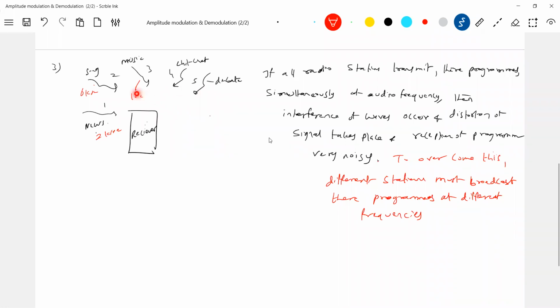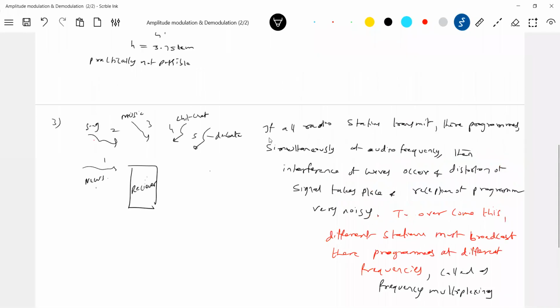But you only said so, they should be allotted different station sets by some method called modulation. That will come there. Don't ask them to speak at different frequencies. Let them speak naturally. We will radiate at higher frequency. To overcome this, the different stations must broadcast their programs at different frequencies. This is done using frequency multiplexing, called frequency multiplexing. Different stations will be allotted different carrier frequency. There is another thing here. Okay, this is about the basic thing.